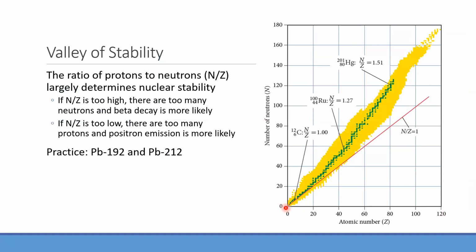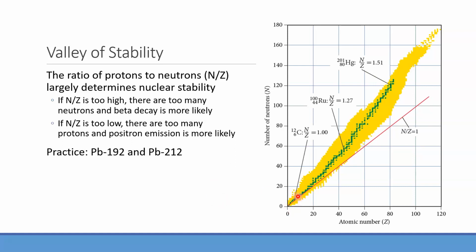So it's not just the force, we also look at the ratio. So it's not just the sheer number of neutrons or protons, but the ratio of neutrons to protons. And we call this the NZ ratio. If NZ is too high, there are too many neutrons. If NZ is too low, there are too many protons.